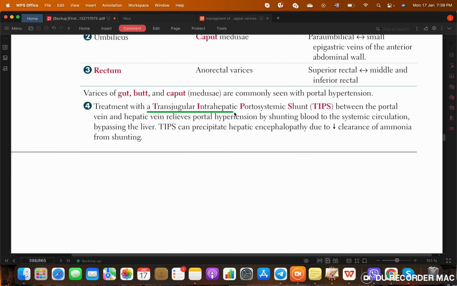The treatment is with a transjugular intrahepatic portosystemic shunt between the portal vein and the hepatic vein. This is high yield. Guys, it's called transjugular. So it connects the portal vein to which vein? We call it a transjugular, so it connects the portal vein into, come on, come on. This procedure is called the transjugular intrahepatic portosystemic shunt. So it connects the portal vein into the hepatic vein.